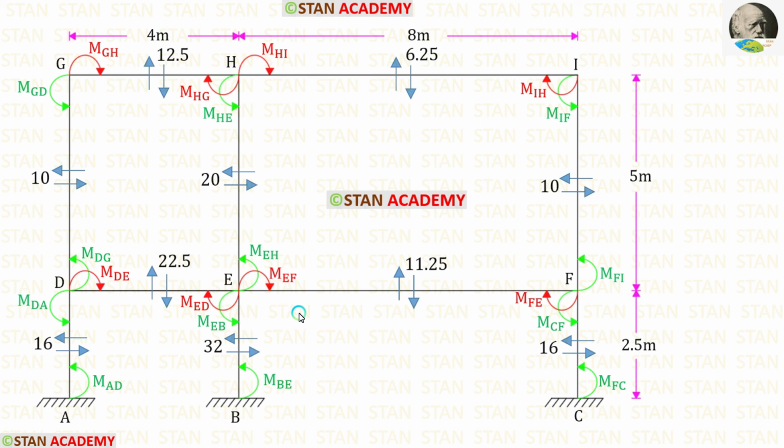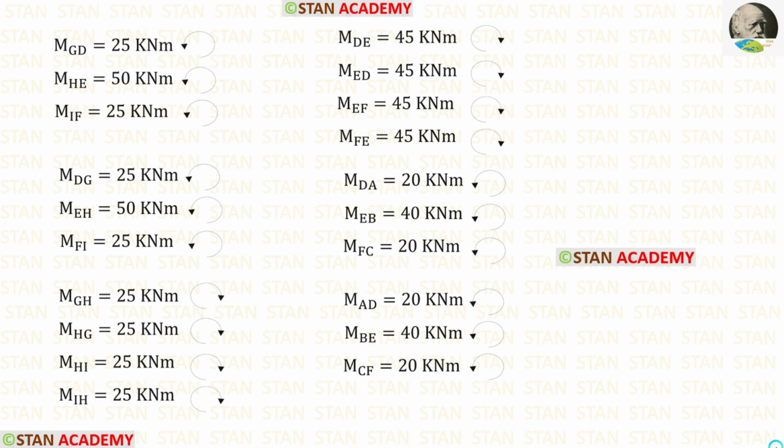We can also have a shortcut. Along the beams, the moments will be acting in the clockwise direction. Along the columns, the moments will be acting in the anti-clockwise direction. These are the moments with the directions.